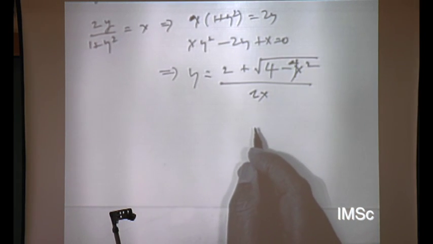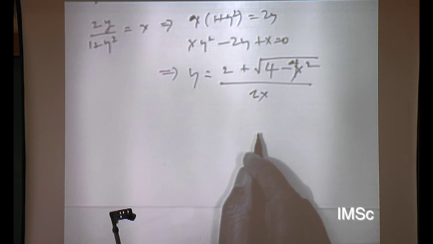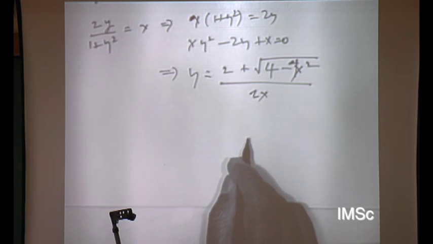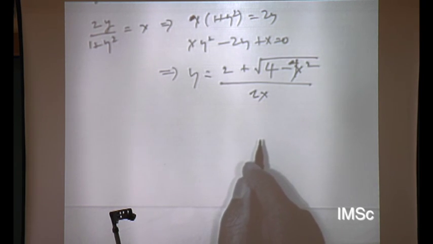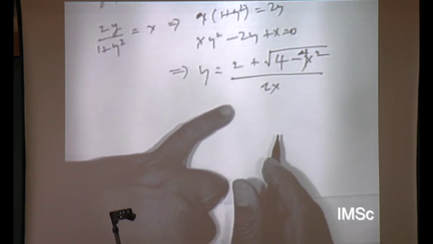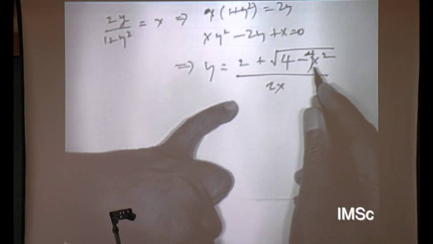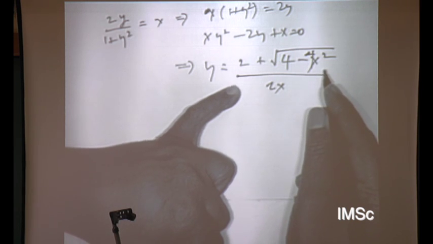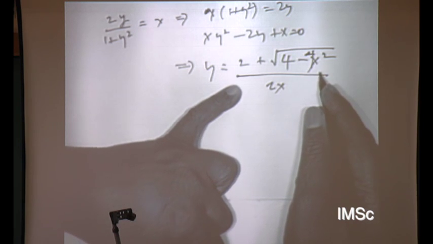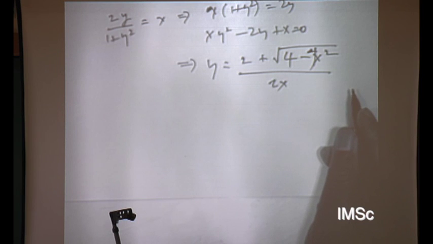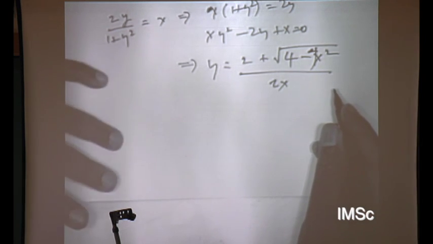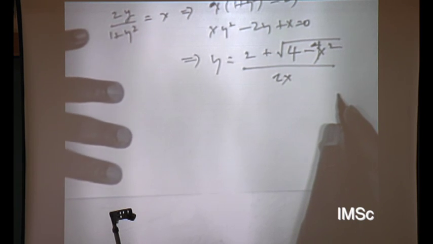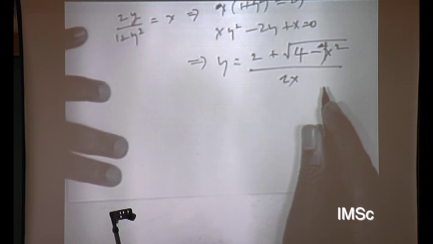No, but I don't like the dividing by 2x. What if x were 0? Then y is 0. But the right hand side certainly doesn't look like 0 when x is 0. From the equation, 2y by 1 plus y squared equals 2x. This is 2 plus root 4 minus 4x squared divided by 2x, if x is not equal to 0. Huh? If x is not equal to 0.